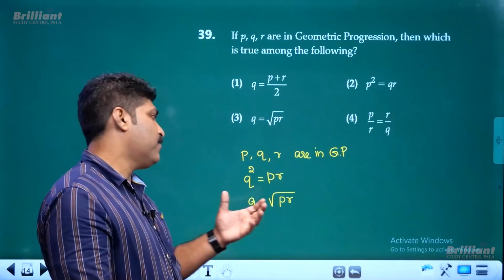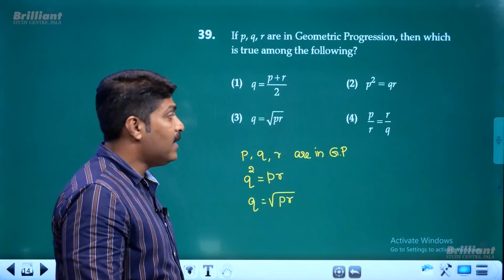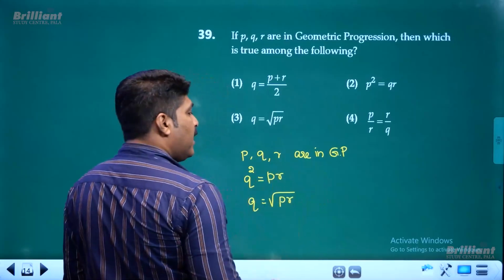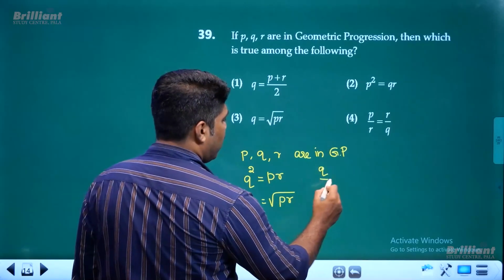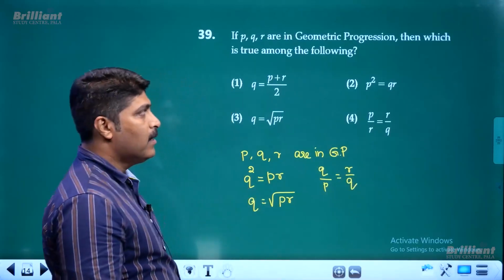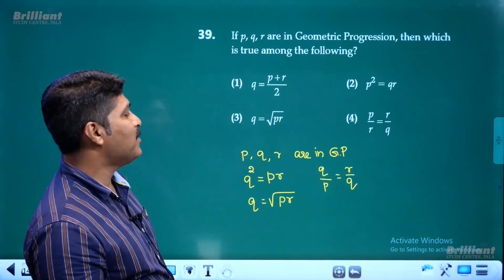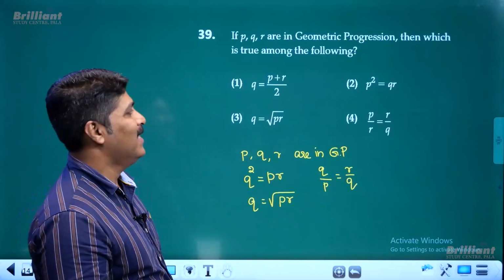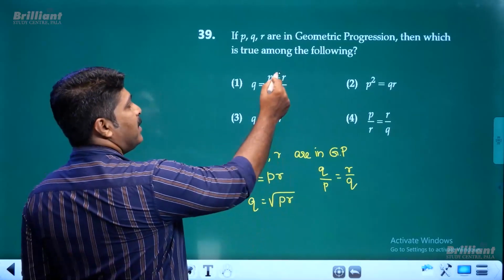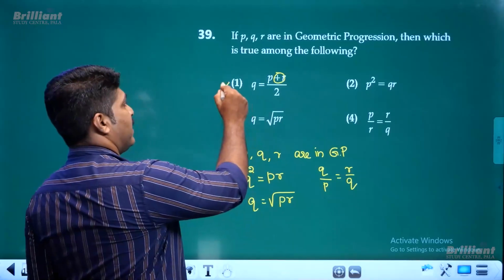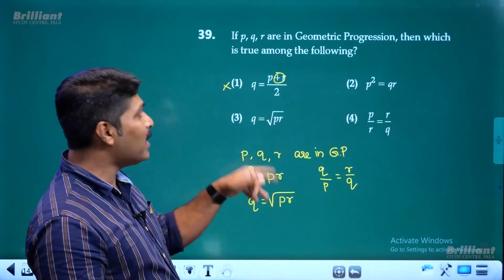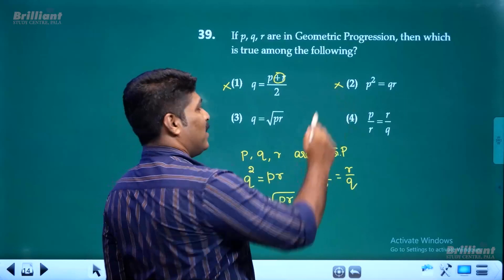Directly look at the options to see which relationship is there. Another relationship we can consider: if P, Q, R are in GP, then Q by P is the same as R by Q. So I am simply writing the expressions related to the options. One option gives a summation, but in the case of GP there is not any summation, so it's not the answer. The second one is P square equal to QR. We know that Q square equal to PR, therefore it's also not.